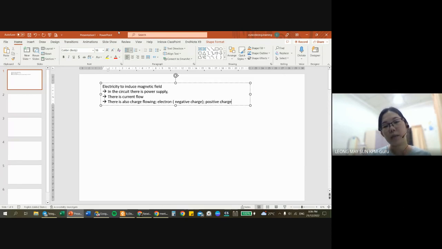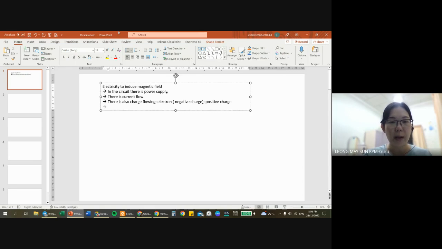Okay, it's very important that you understand that electric field inducing magnetic field is not only regarding current flowing. Current's definition is the rate of charge flow. So the charge flowing means there are negative charges flowing, and there is also positive charge flowing. So you have to understand that this can induce magnetic field as well.